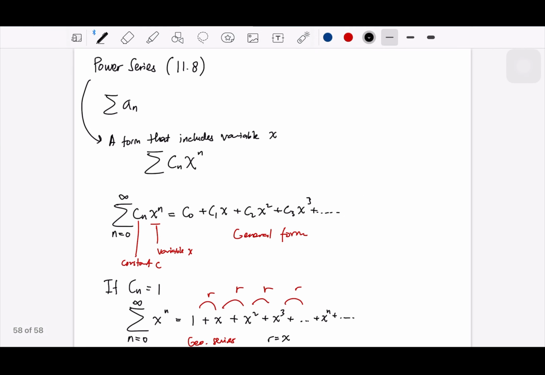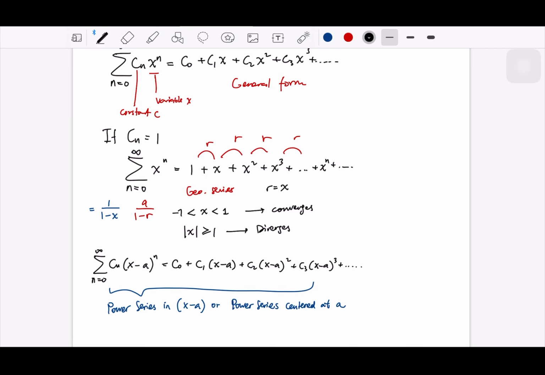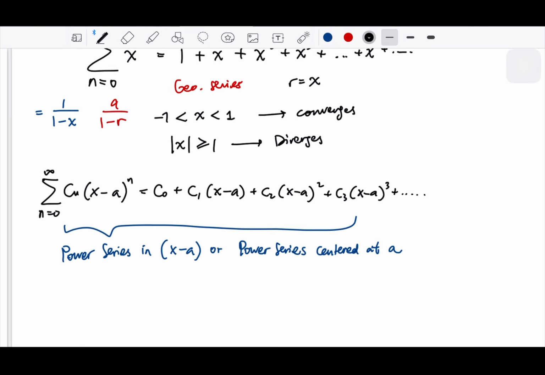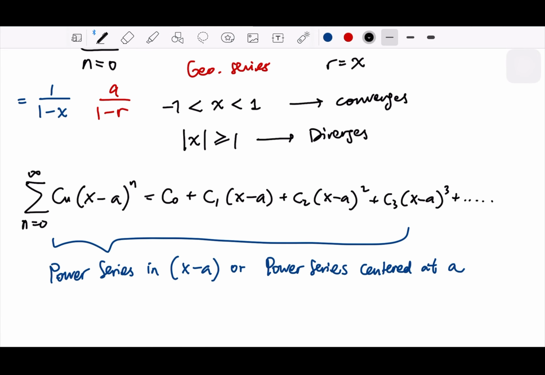Okay, so back to the power series. We learned that we have this x minus a. So it's not just x, but x minus a, which means that we can have some interval in terms of x and a. We have some distance.